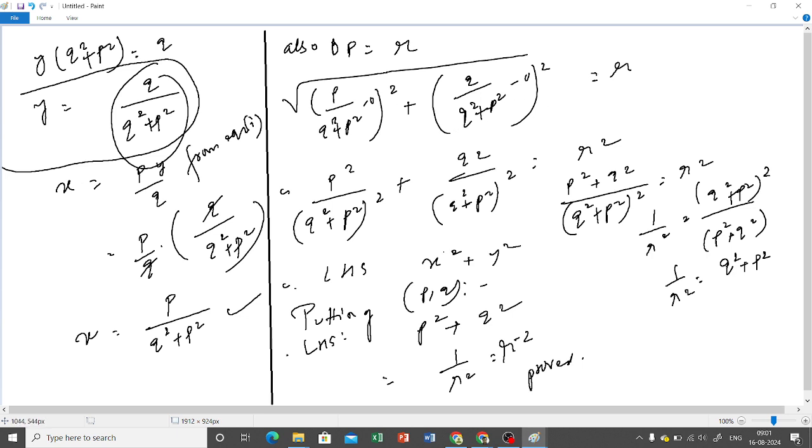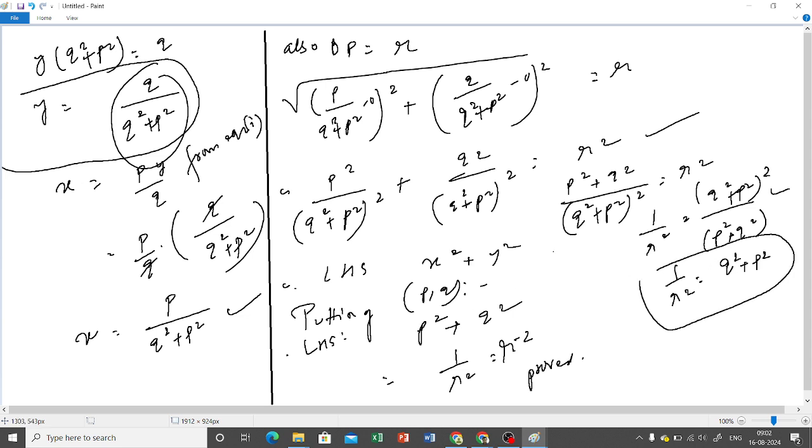That is equal to what? R. On squaring both sides we get this. Okay. Now p square plus q square by q square plus p square whole square is equal to r square. Okay. So this is the, or 1 by r square is this. So this is the expression that we get for 1 by r square.